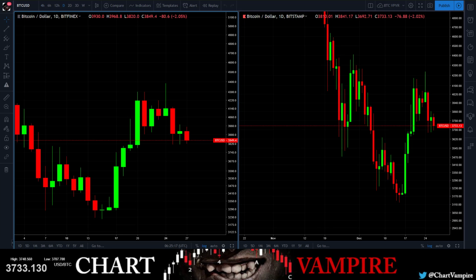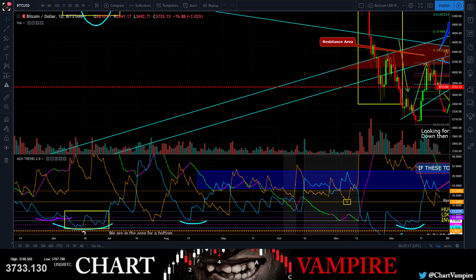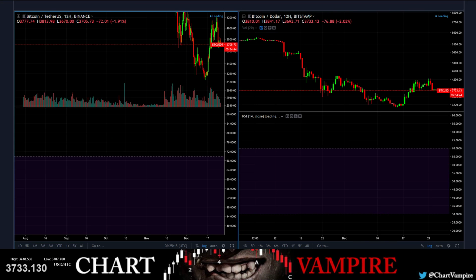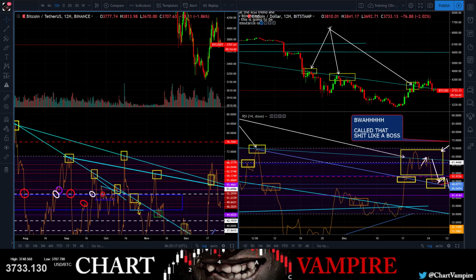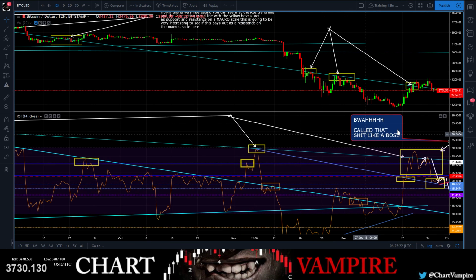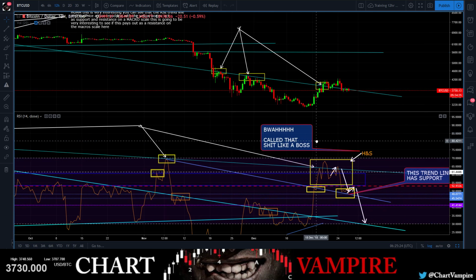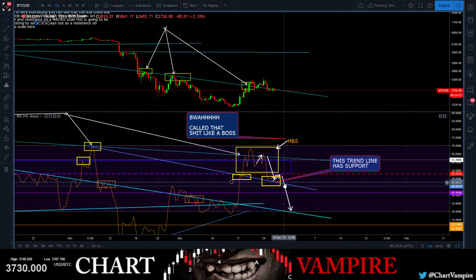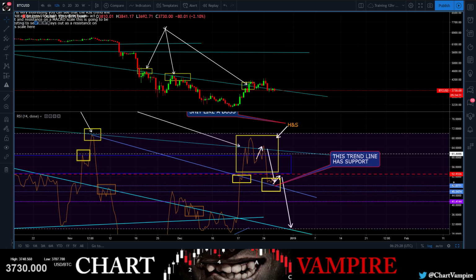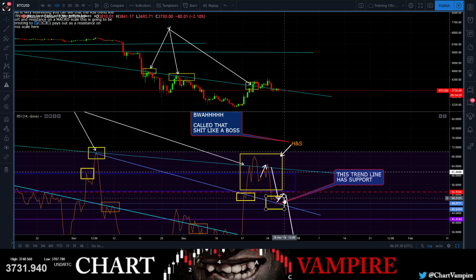Sorry, I got to reset the charts. CMF. Ooh. Okay, here we go. All right, so now, guys, you can look at this. Look at the arrow action on this. Right? Look at the arrow action on this.